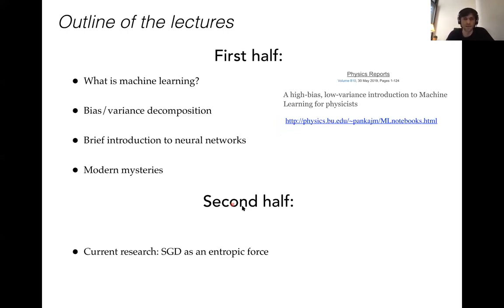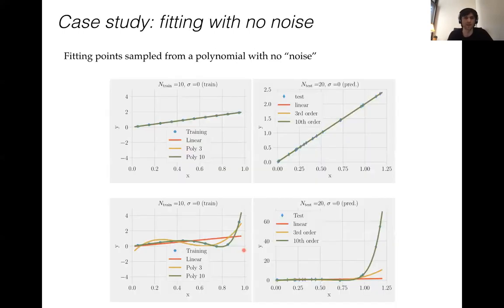And in the second half, I'll tell you about something that's more research than it is pedagogic, and this will be some work using a physics perspective to think about what stochastic gradient descent is doing in big neural networks. Okay, great. So let's get started.